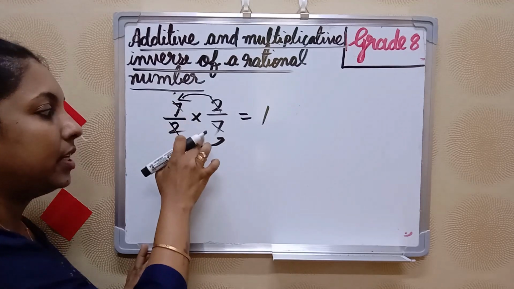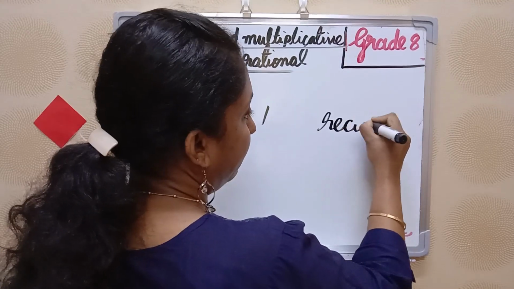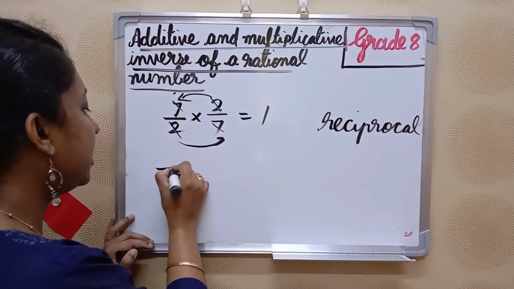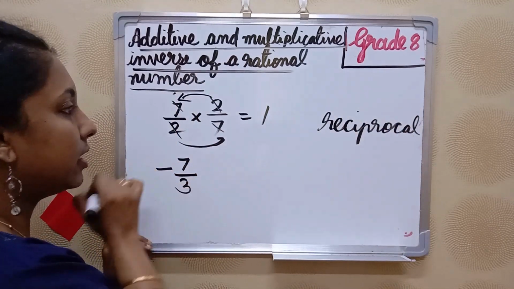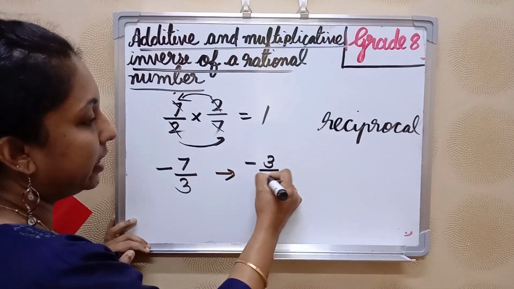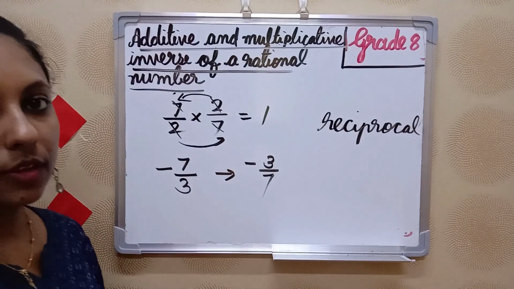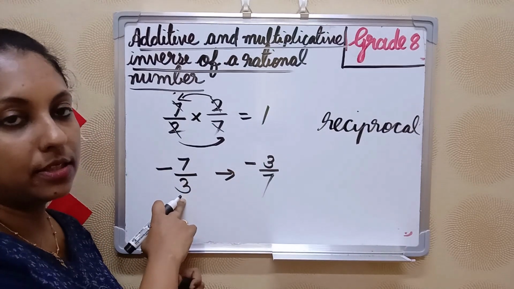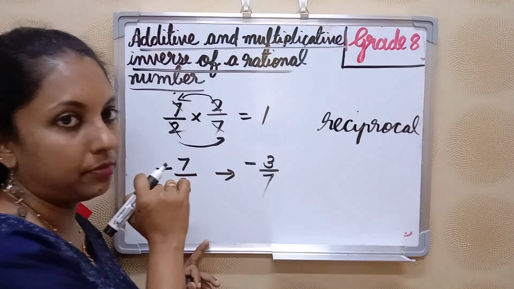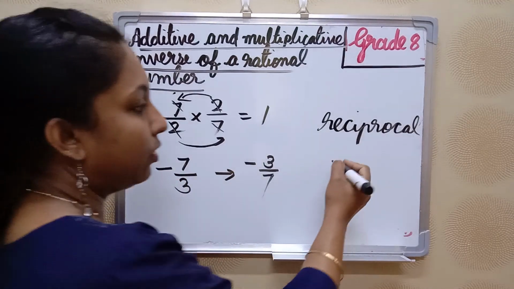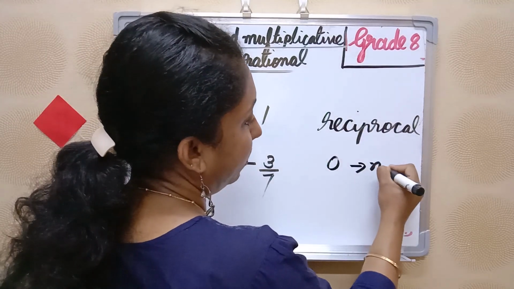So, the multiplicative inverse we can also call the reciprocal. For example, the reciprocal of minus 7 by 3 is minus 3 by 7. So all rational numbers have a reciprocal, but 0 has no reciprocal. 0 has no reciprocal.